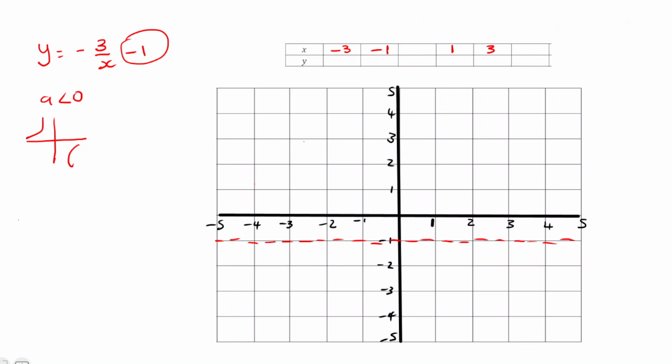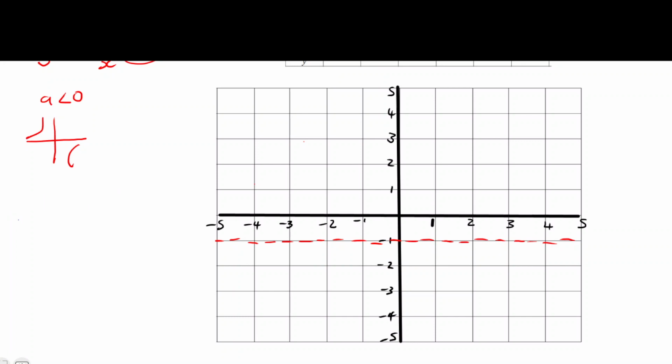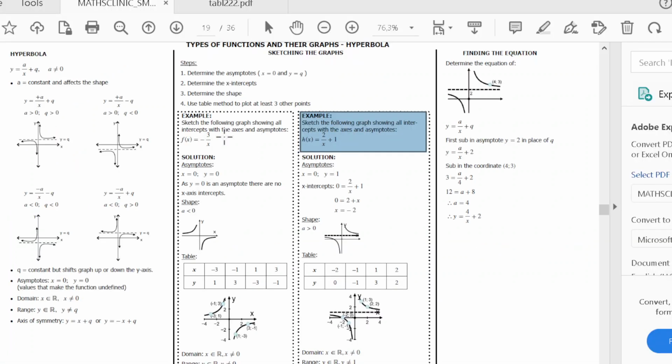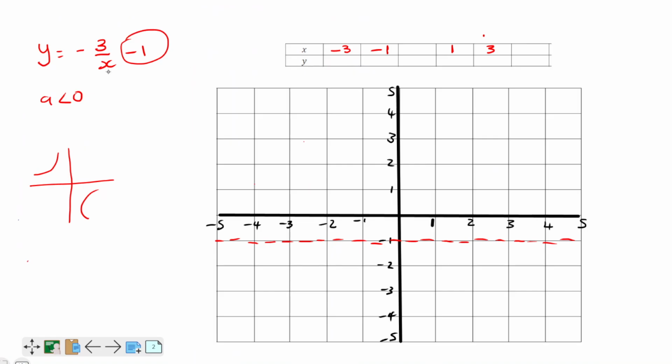Now let me go and find my outputs. So I'm given the input, now I have to find the outputs. Let's take this -3. We said -3 divided by -3, that's going to be +1. +1 minus 1, that's going to give us a 0. Let's take now the second input, which is -1. If you substitute -1 here, -3 divided by -1, you're going to get +3 minus 1. It's going to give you a +2.